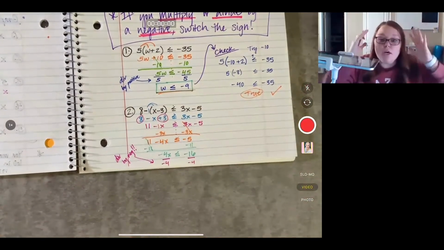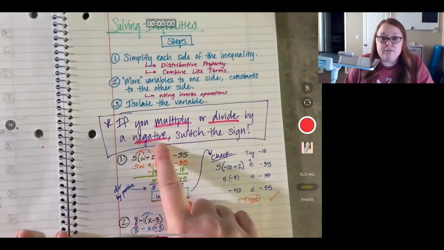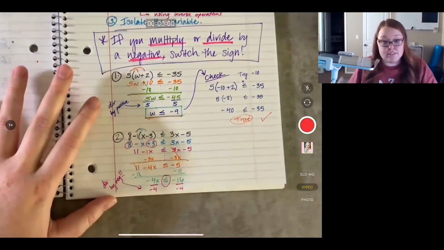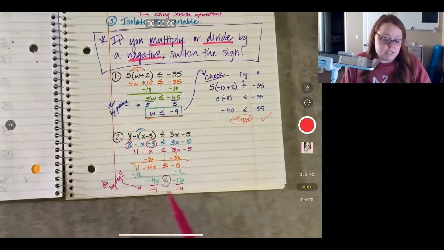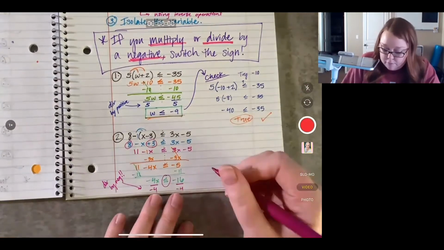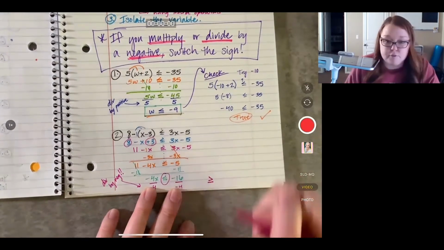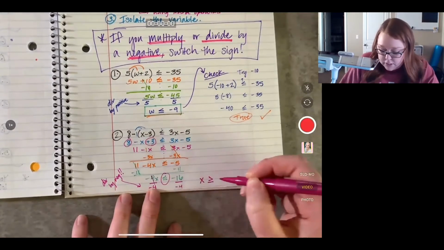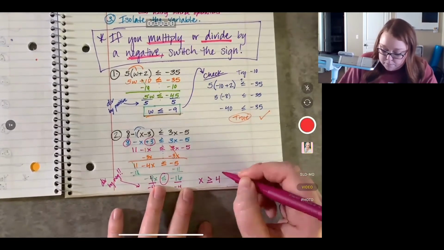Wee, wee, wee. You just divided by a negative. When you divide by a negative, you have to switch the sign around. So as soon as I see that I'm dividing by a negative, I circle my sign. You don't have to, but it's just something I found helpful. And I remember that I'm going to have to flip around that symbol. So I'm left with x is greater than or equal to +4.